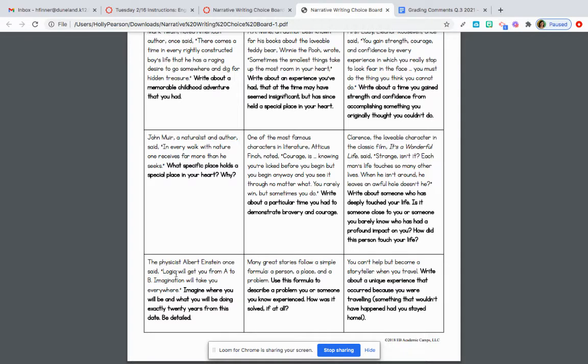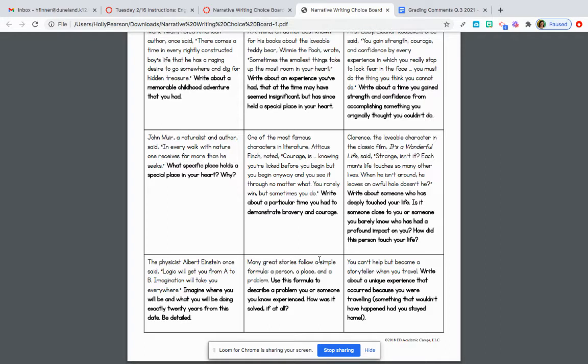This is the one I would like you to not pick, so I'm not going to read it. I don't want you guys to pick this Albert Einstein quoted one because I don't think it will best fit the needs of the lesson, what we're going to do with this, so we'll skip this one.